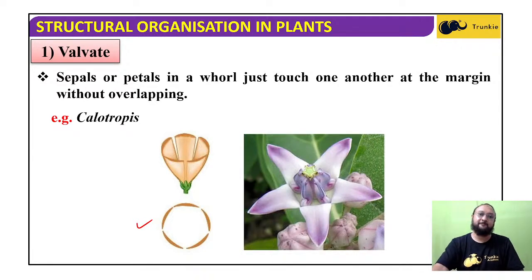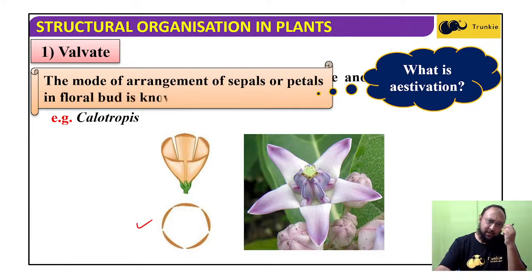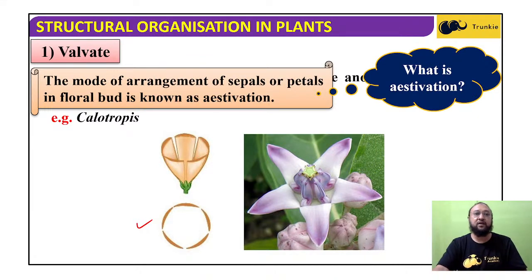So here in this case, they are just touching at the margin but not overlapping. The example is Calotropis. What is estivation? I told you again, the mode of arrangement of sepals or petals in a floral bud is known as estivation.